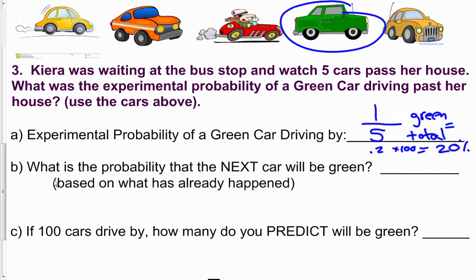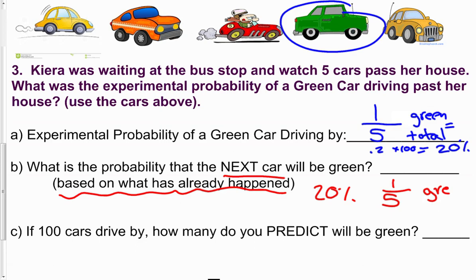If 20% of the cars that drove by, or 1 in 5, were green, what is the probability that the next car will be green? Now we want to do this based on what has already happened. So if 20% of the cars that drove by were green, then we know that there is a 20% chance that the next car will be green, or we would expect that the next car to drive by would have a 1 in 5 chance of being green.